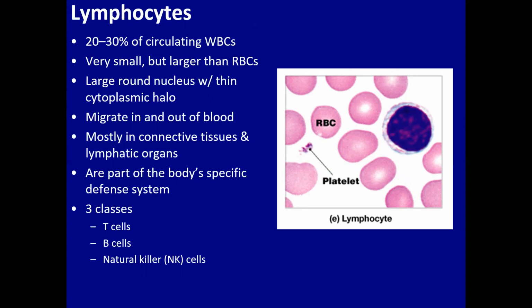They migrate into and out of the blood. They hang out mostly in the connective tissue and lymphatic organs. And lymphocytes are part of the specific defense system for your body. We'll talk much more about that when we get to immunology. There are 3 classes of lymphocytes: T cells, B cells, and natural killer cells. Again, more information on those when we get to immunology.